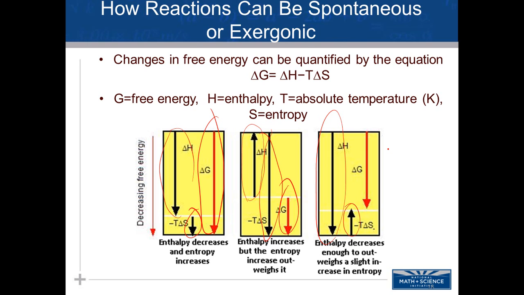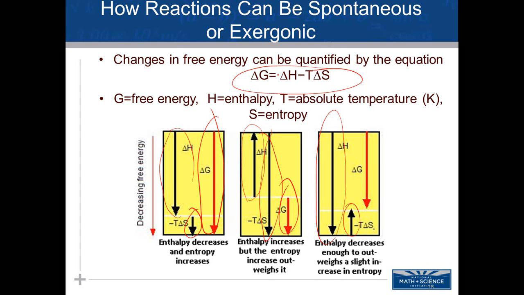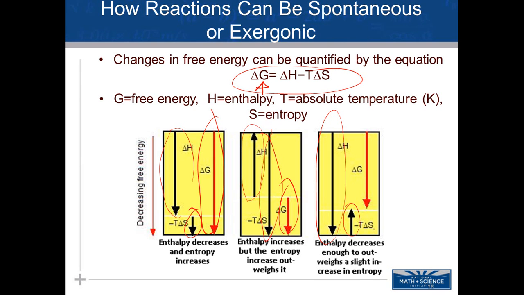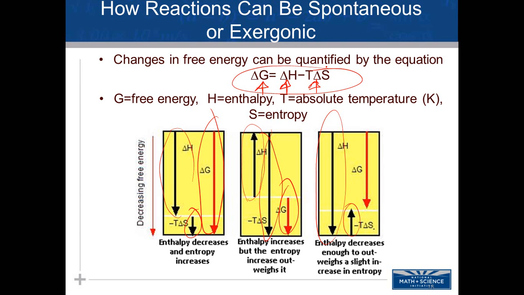So the way that it's quantified in terms of changes in delta G, changes in the free energy, has to take into account the changes in the bond energy, delta H, and the changes in the entropy. And we also take into consideration the temperature. So free energy is quantified by delta H minus the temperature multiplied by the change in entropy.